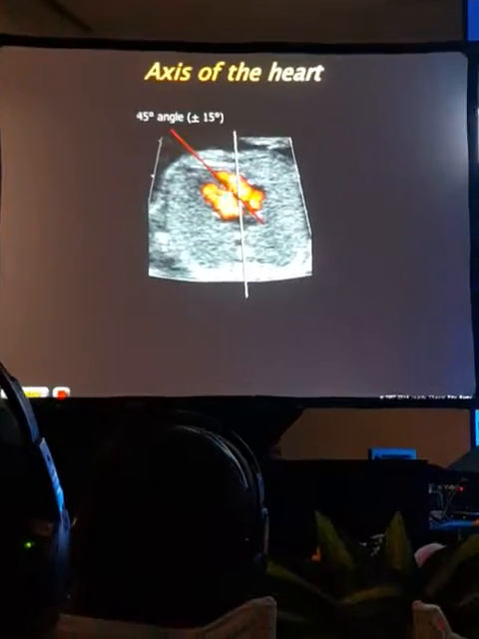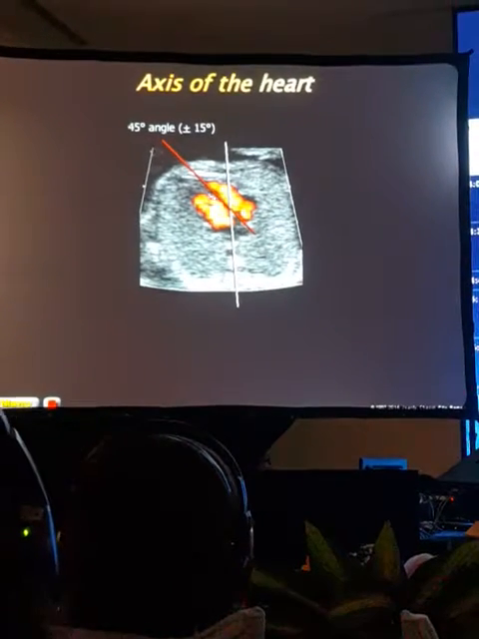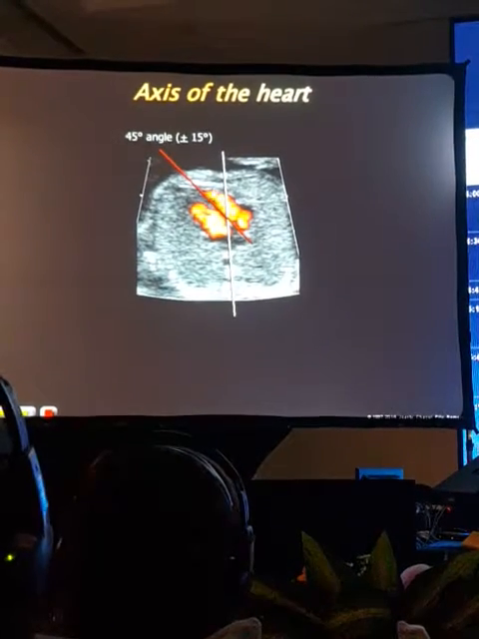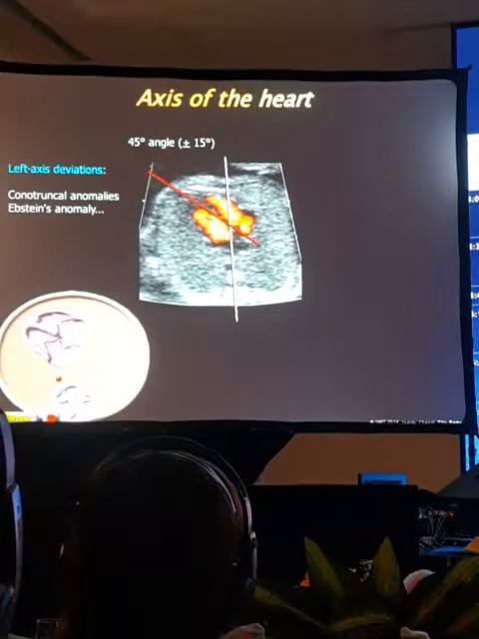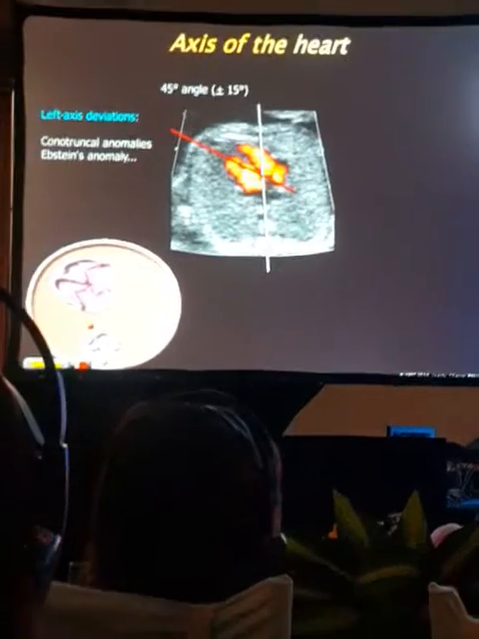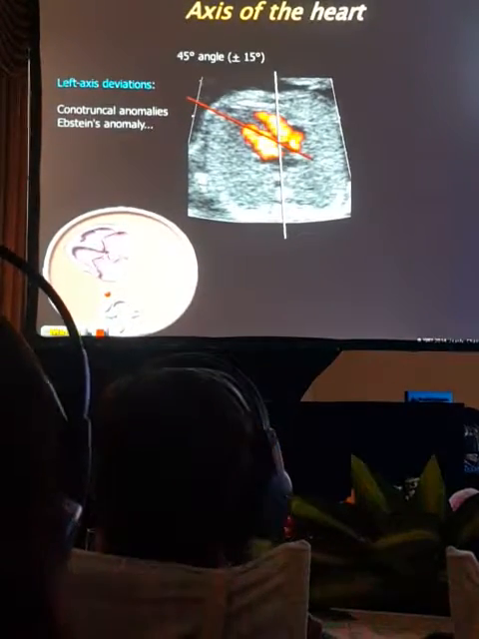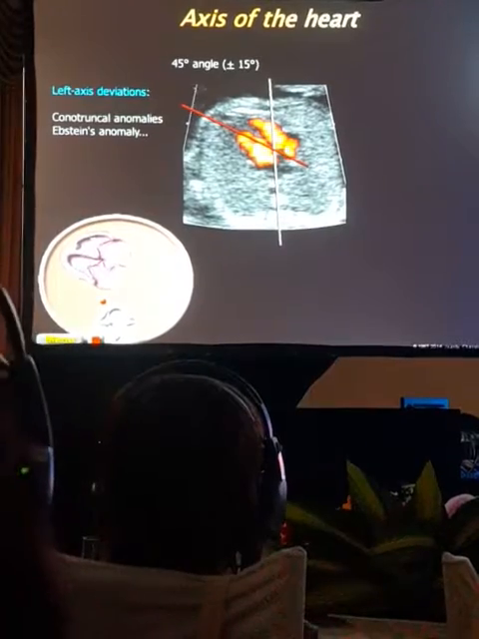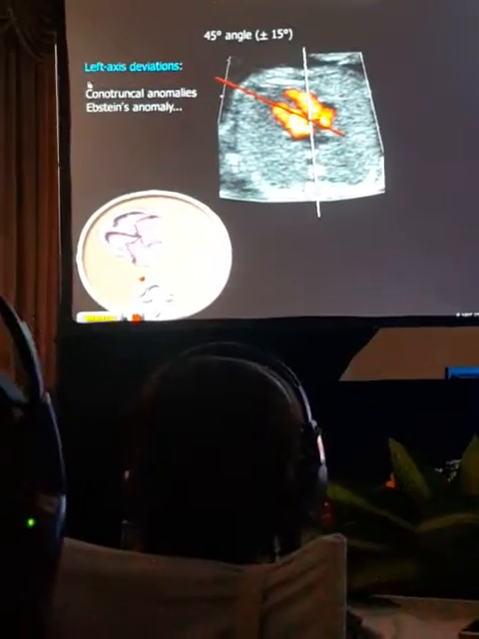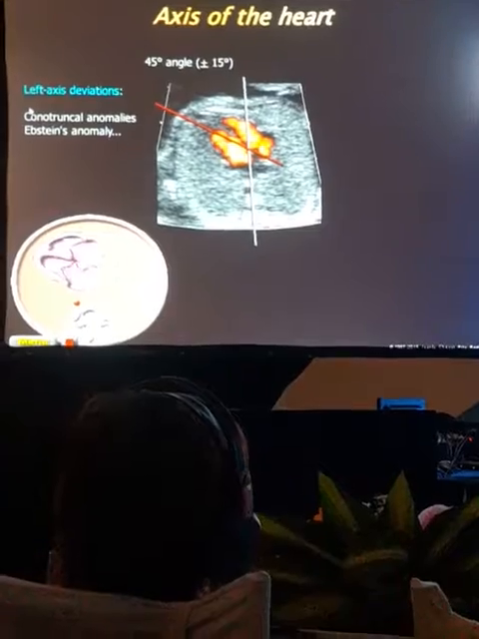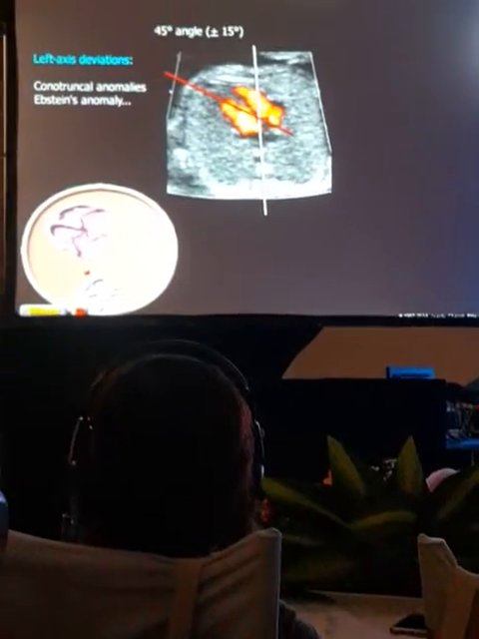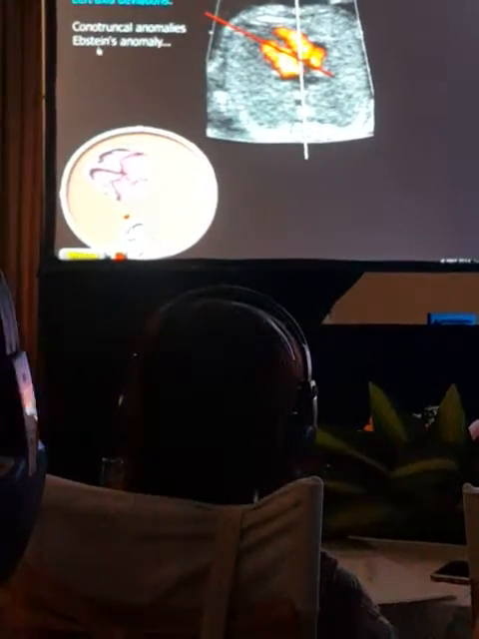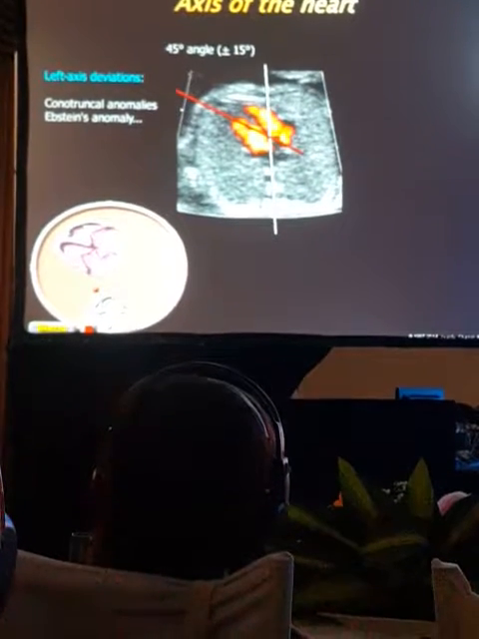Now let's look at the axis of the heart. If you trace a line from the sternum to the spine, the interventricular septum is at about a 45 degree angle. From time to time, that angle is deviated to the left side and the heart is more horizontal than normal. And this is very typical of conotruncal anomalies. What is a conotruncal anomaly? Anomaly of the great vessels. Okay, so we'll go over that. And then also you can have left axis deviation in the Ebstein anomaly, because the right chambers are so much bigger.